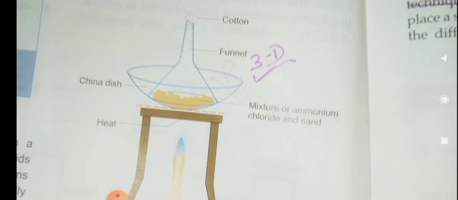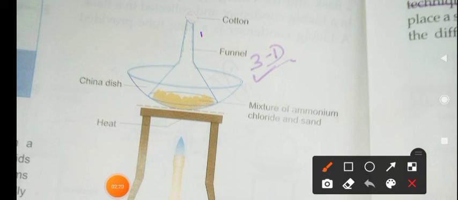The mixture is taken in a china dish, and it is covered with an inverted funnel. Cover the stem of the funnel with cotton so that the vapors are not allowed to go out. Then the mixture is heated. While heating, the ammonium chloride sublimes, that is, it is converted into gases. After some time, stop heating and allow it to cool.